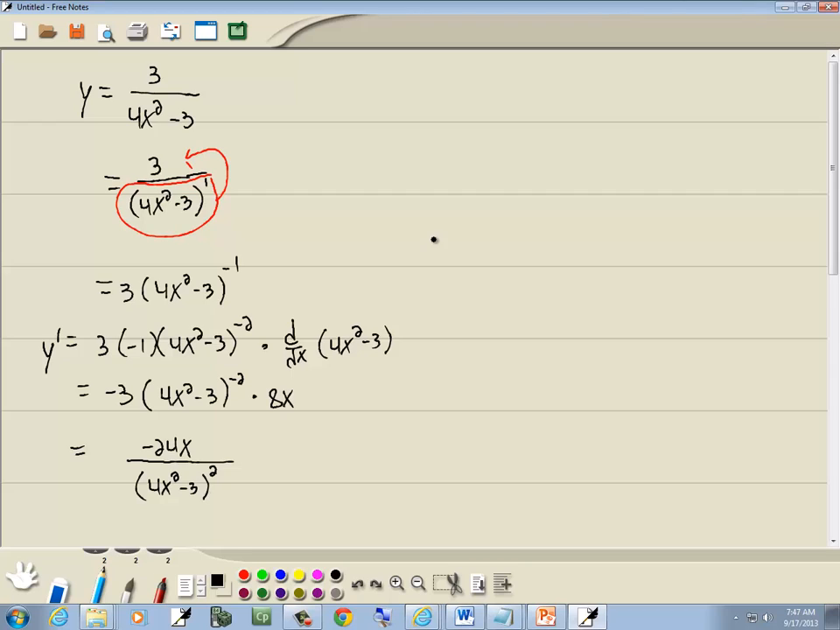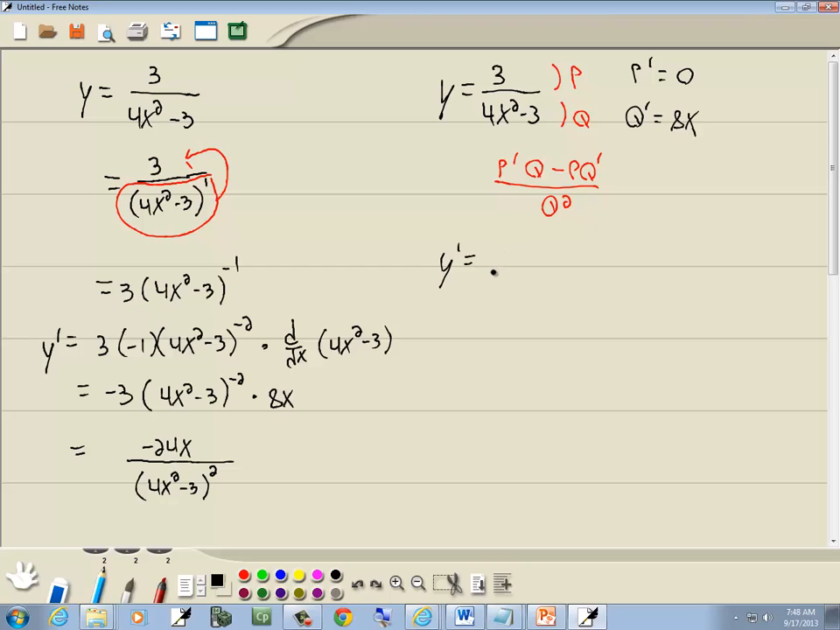Now if I did the quotient rule just for fun, though our definitions of fun may differ, you don't need to work it both ways, I'm just showing it. Top part is our p, bottom part is our q. For our formula we need p prime. The derivative of 3 is 0. We need q prime. The derivative of 4x squared minus 3 is 8x. Our formula is p prime q minus p q prime over q squared.